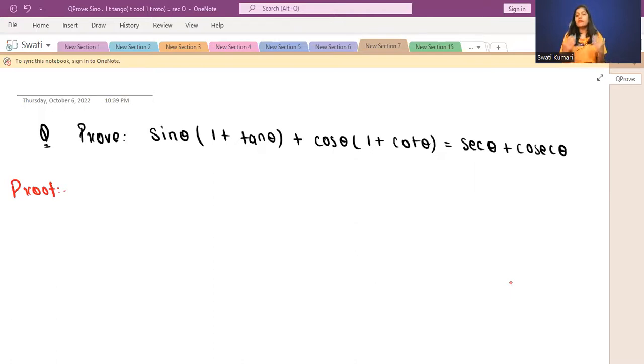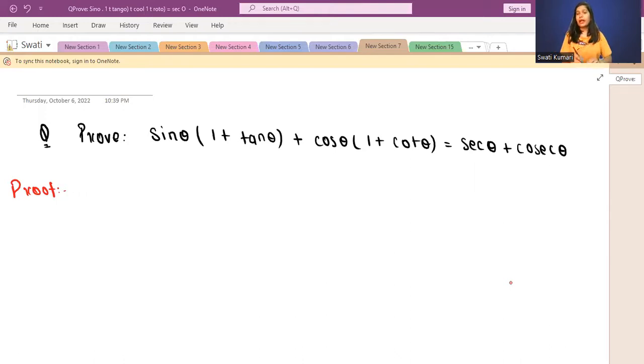Now, this is a very important proof. This has come in the board exam also, in the previous 10th board exam, right? So if you don't know how to prove this question, please watch this video till the end. This video is very helpful for you if you are a 10th class student or preparing for your coming board exam. So let's start with the proof.